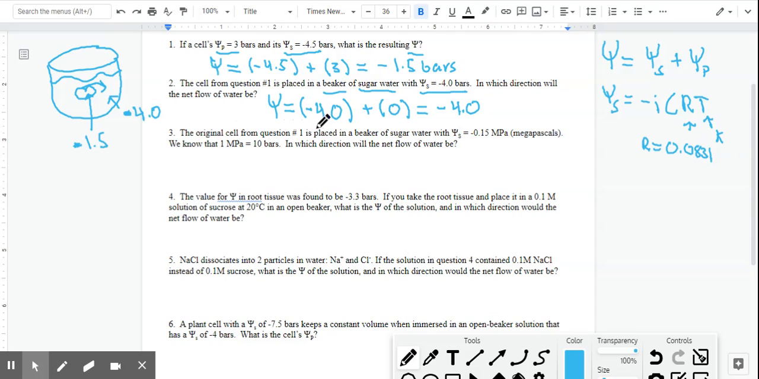If we again use the same cell from number 1, place it into a beaker of sugar water, we have that beaker, sugar water. Again, the pressure potential is 0 because it's sitting on your table in an open environment. We now have a new solute potential. It's going to change a little bit. In this case, you might notice they used a different unit. They did not use bars. In this case, they're using an additional unit we could use, which is MPa, or megapascals.